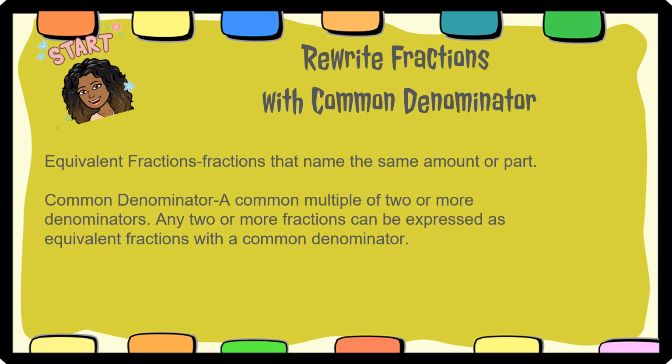Rewrite fractions with a common denominator. I first wanted to give the definition of what an equivalent fraction is and a common denominator. An equivalent fraction is fractions that name the same amount or part, and a common denominator is a common multiple of two or more denominators. Any two or more fractions can be expressed as equivalent fractions with a common denominator. And so we'll be looking at how to find the common denominator.